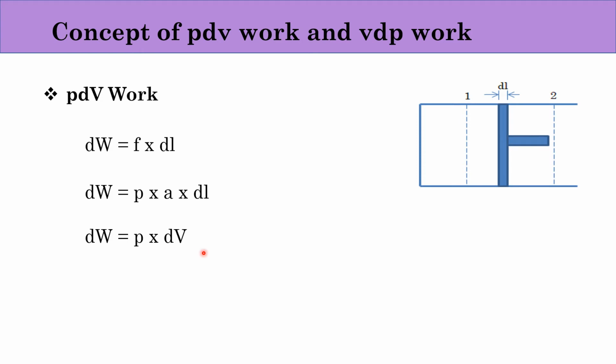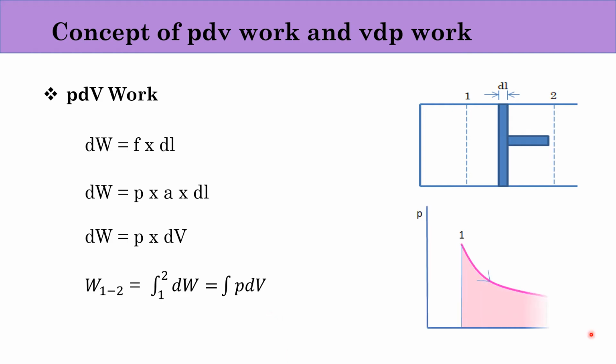This work that we have got is for the small displacement dl. Now for the entire displacement from 1 to 2, it can be written as the integral of dW, that is the integral of pdV. From this equation we get that the work done for the process 1 to 2 is the integral of pdV. Now if we plot this on a PV diagram, you can see here it is an expansion process 1 to 2 and the area under the curve is the work done.